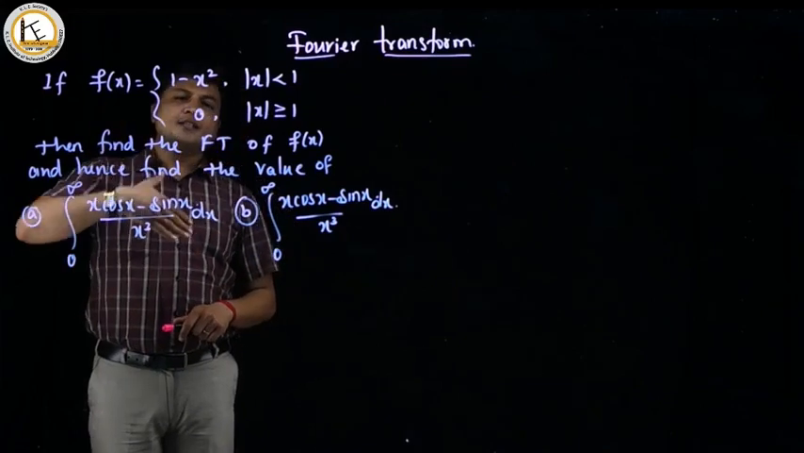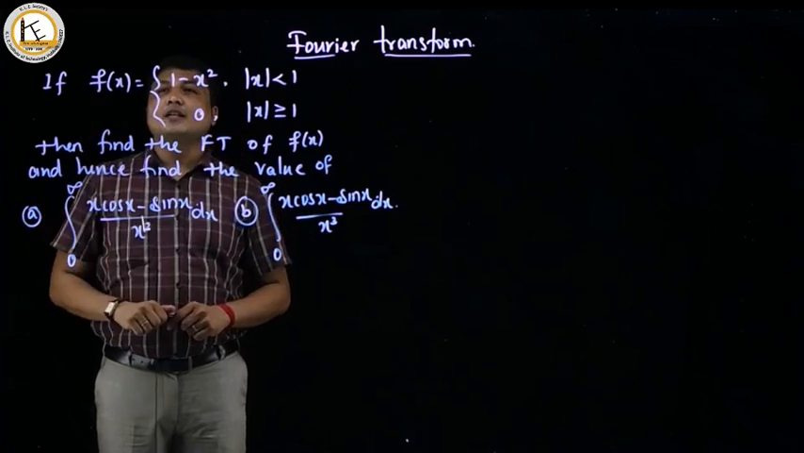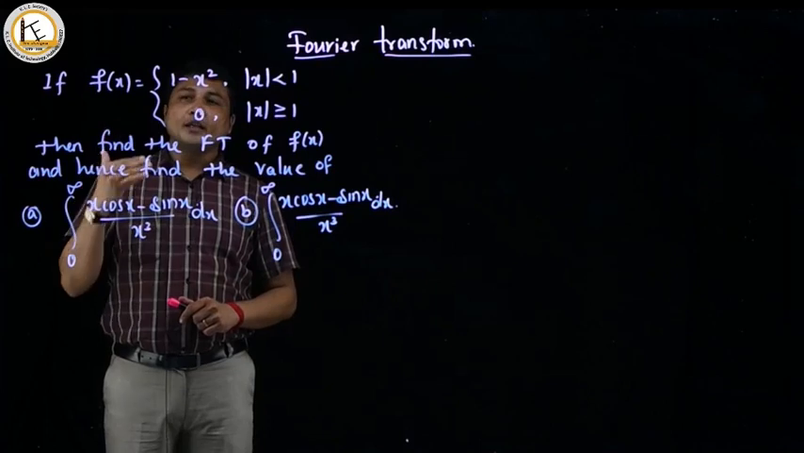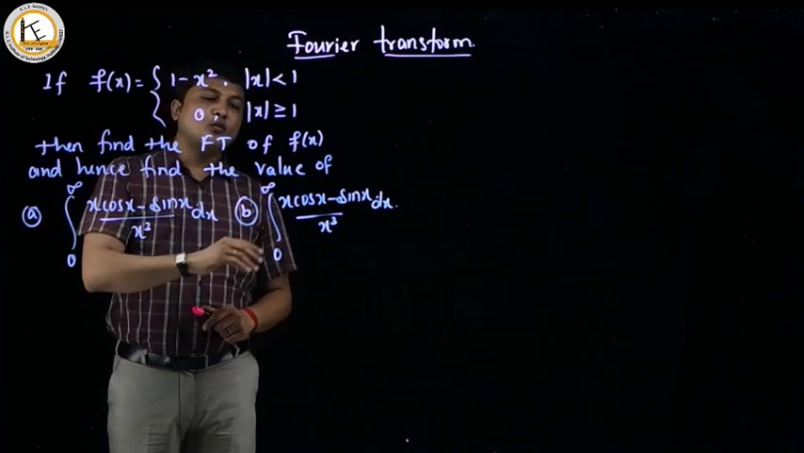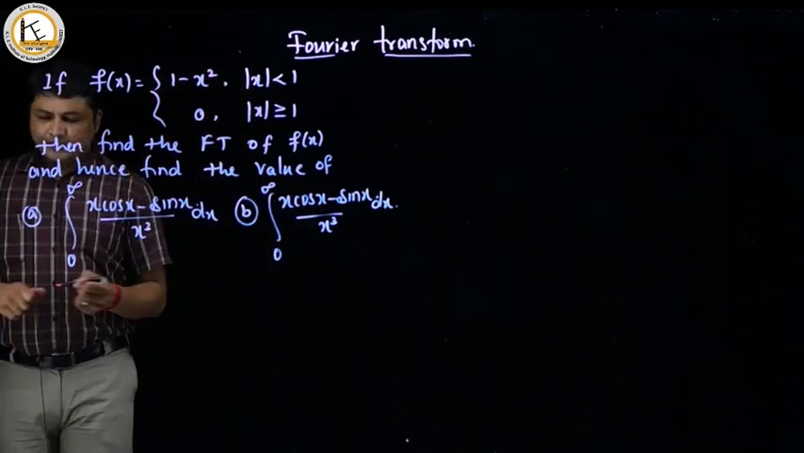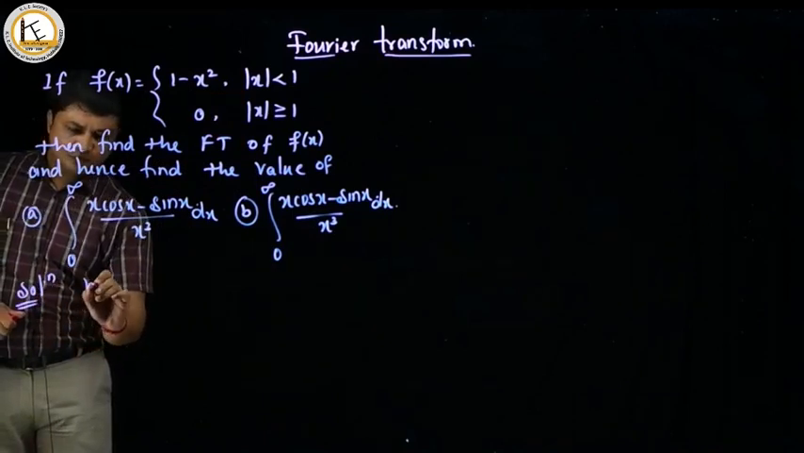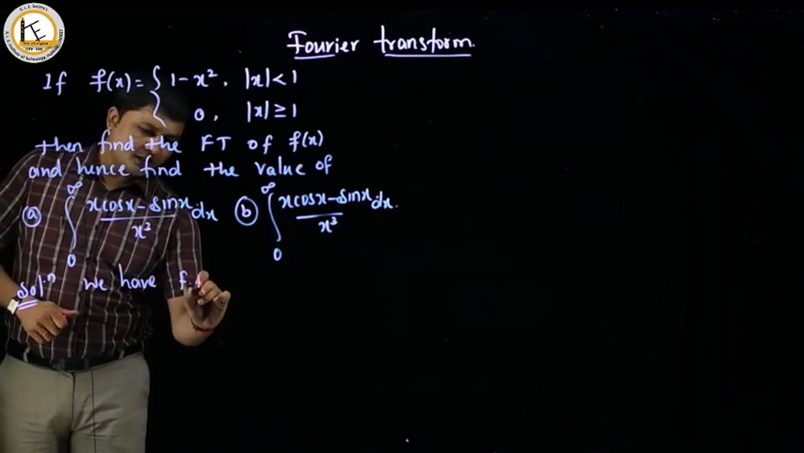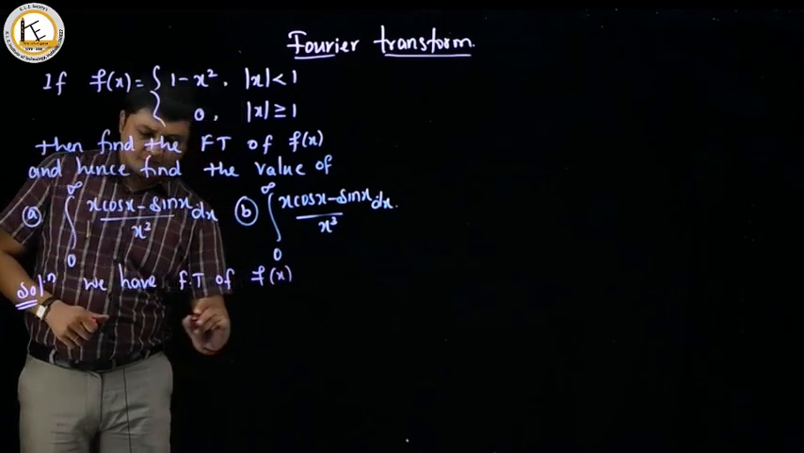So obviously we divide this problem into two parts. In the first part we are going to find the Fourier transform of f of x. Later, by using the Fourier transform of f of x, we are going to evaluate the value of the integrals a and b. So we start with the formula. We have the Fourier transform of f of x.